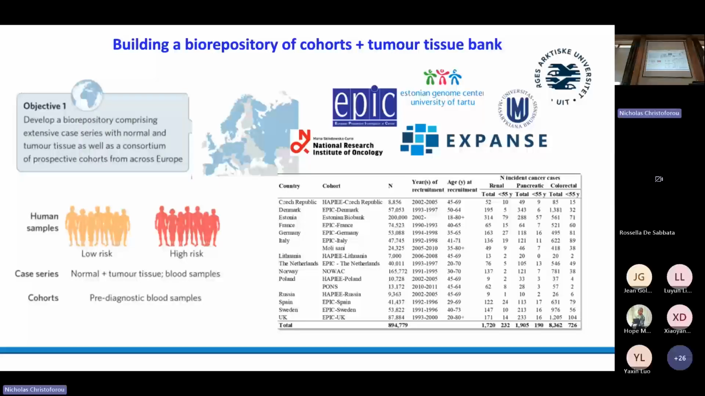So we are bringing in these Eastern European cohorts, along with EPIC and some of the other Western European countries, such as NOAC, a large Norwegian cohort, part of which is in EPIC but not in its entirety, in the form of a large biorepository.